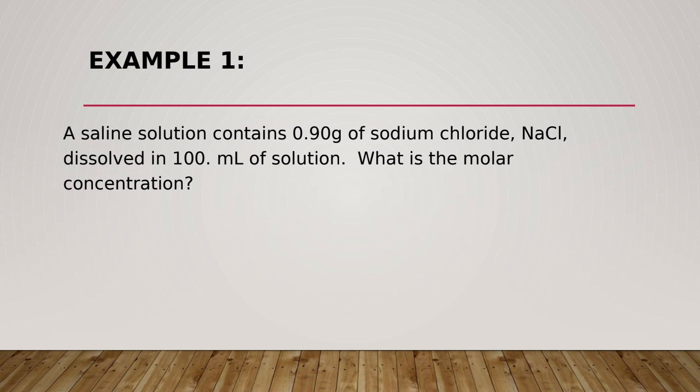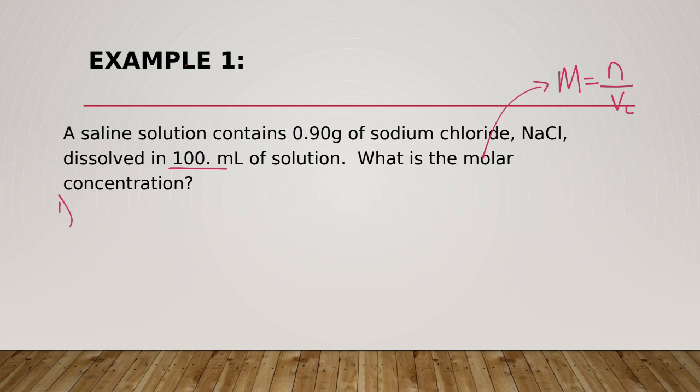Let's do an example with molar concentration and review our mole concept. A saline solution, which is salt, contains 0.90 grams of sodium chloride dissolved in 100 milliliters of solution. What is the molar concentration? We can set this up, and we're going to need two steps here. For molar concentration, capital M is going to be equal to the moles of your solute divided by your volume. When we set that up, I always put a capital L beside my V to remind me I need liters. So I'm going to need a mole value and I need my volume.